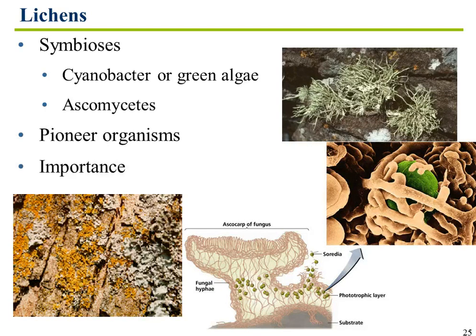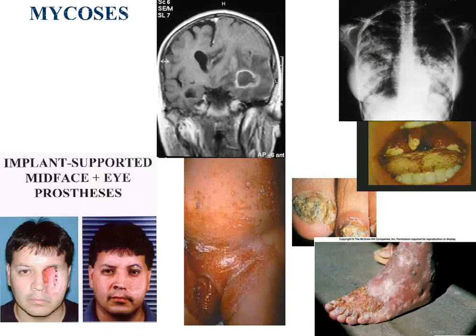Lichens, these are not medically important. They're important out in nature. You've probably run across them. They grow on bark and things like that. They're kind of an odd organism in that there are two things growing together, an ascomycete and algae or photosynthetic bacteria, the cyanobacteria. They're important as pioneer organisms and indicators of pollutants.